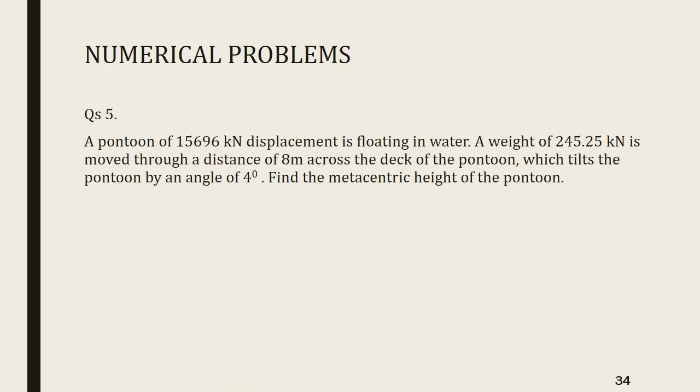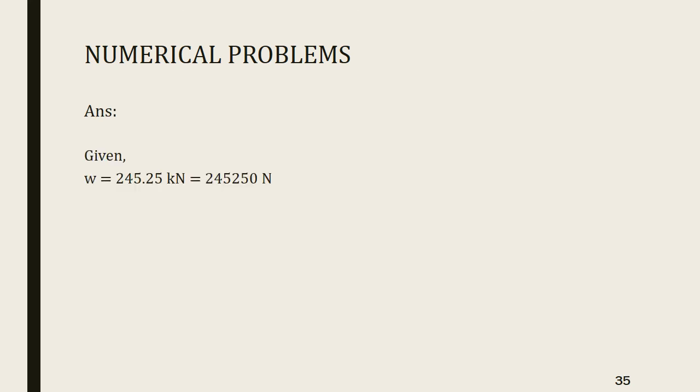So this is a numerical problem based on the experimental method. A pontoon of 15,696 kilonewton displacement is floating in water. A weight of 245.25 kilonewton is moved through a distance of 8 meters across the deck of the pontoon, which tilts the pontoon by an angle of 4 degrees. Find the metacentric height of the pontoon. So the answer is this.